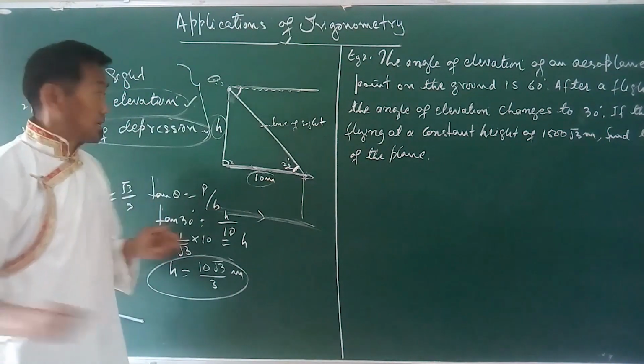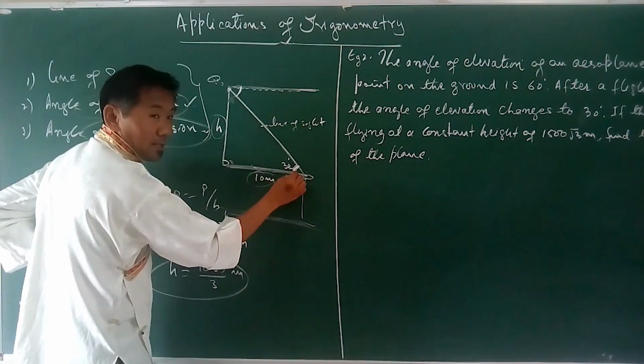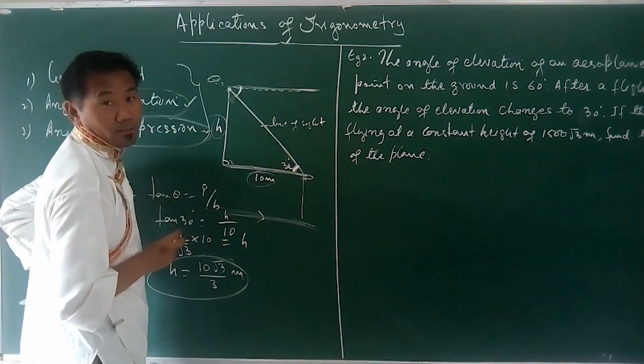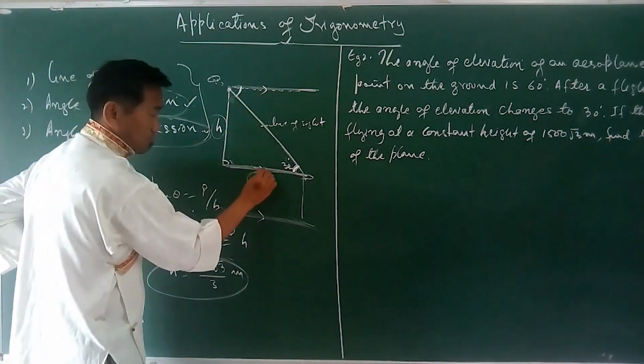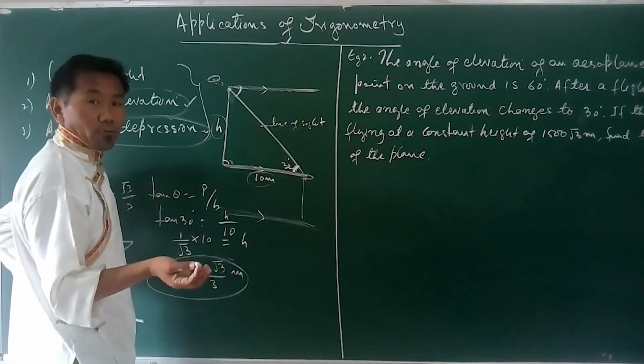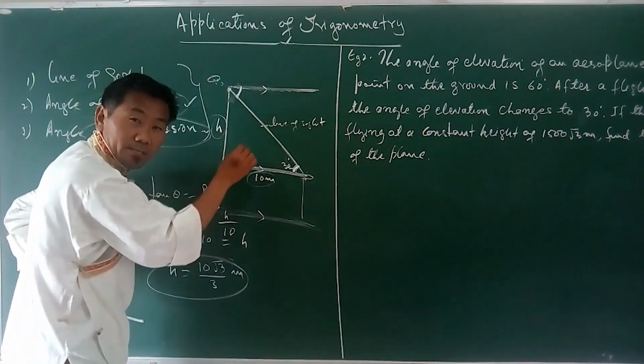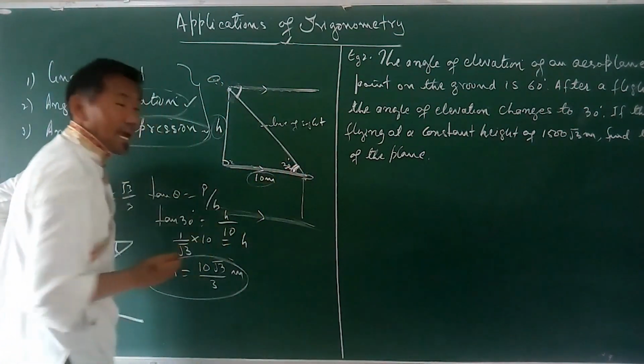These are the alternate angles. The horizontal lines are parallel. So with the parallel lines, the angle of depression is equal to the angle of elevation.